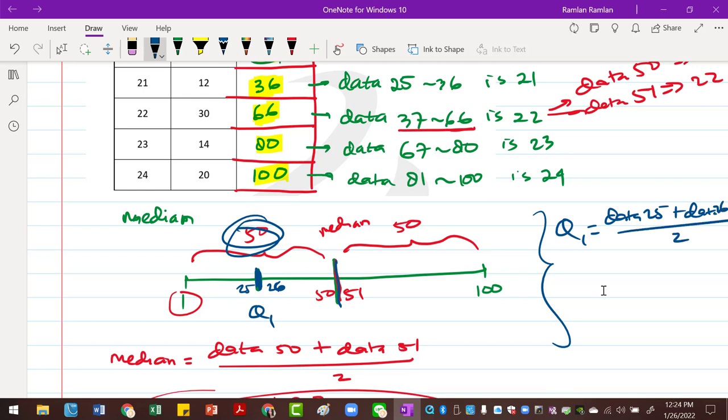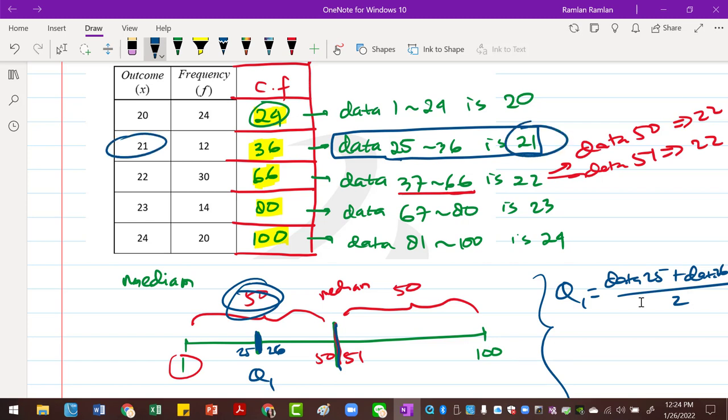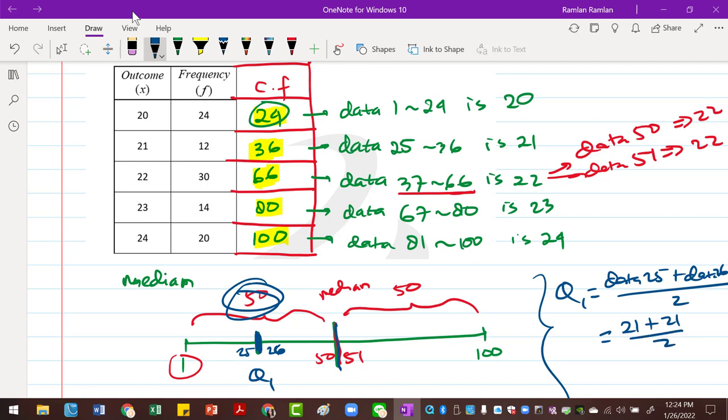So we have data number 25 in here, right? It happens that data number 25 and data number 26 are both of them here, because we know that data number 25, 26, 27, 28, 29 until data number 36, all of them are the same, which is 21. So we can write this down as 21 plus 21 divided by 2. That will be equal to 21.